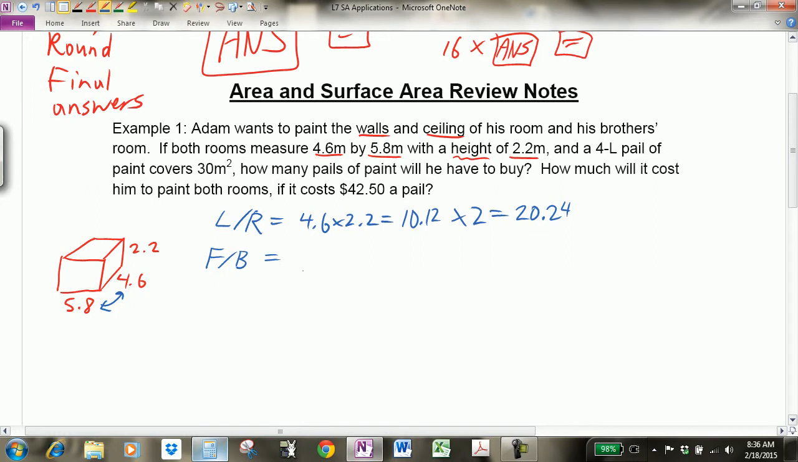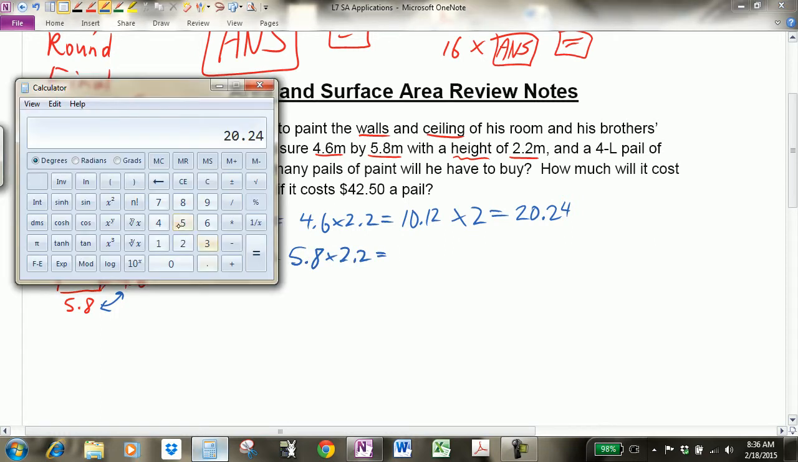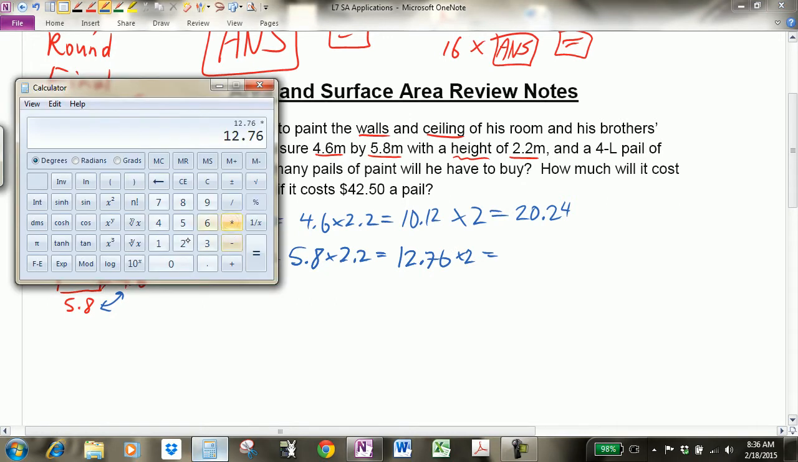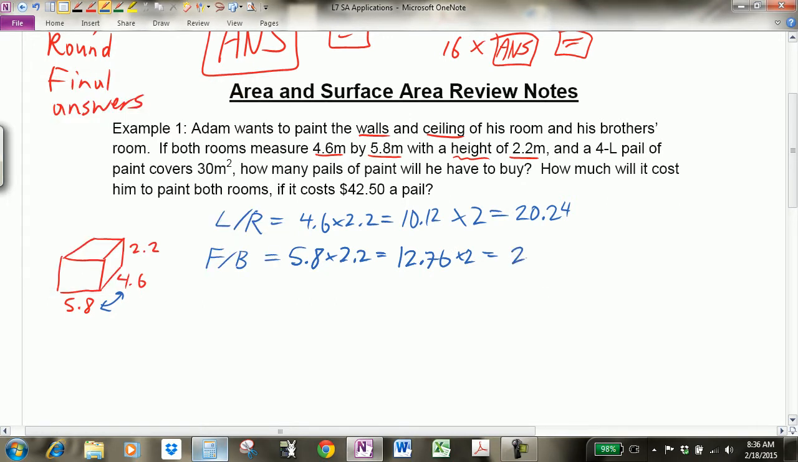Okay, so in the front and the back, making sure you use the correct dimensions for that. Then what's left to find? Just the top, because he is painting the ceiling. Okay, we're not painting the floor, only the ceiling.